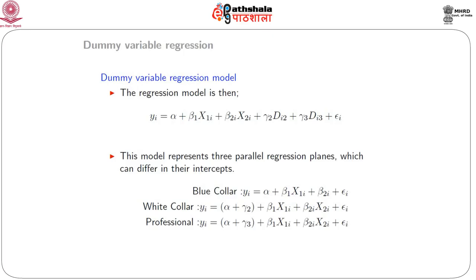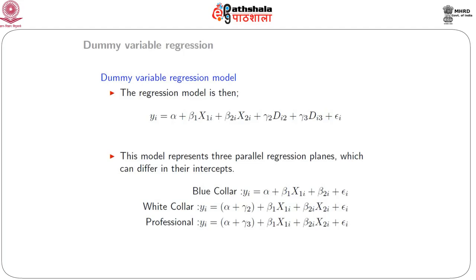Similarly, for professionals and managerial position, we have yi equals alpha plus gamma 3, which is now the new intercept, plus beta 1 xi1 plus beta 2 xi2 plus epsilon i. Alpha in the first model gives the intercept of blue collar occupations. Gamma 2 represents the constant vertical distance between the regression planes of white collar and blue collar, which is the difference in the intercept of the 2 models. Similarly, gamma 3 represents the constant distance between the 2 planes.